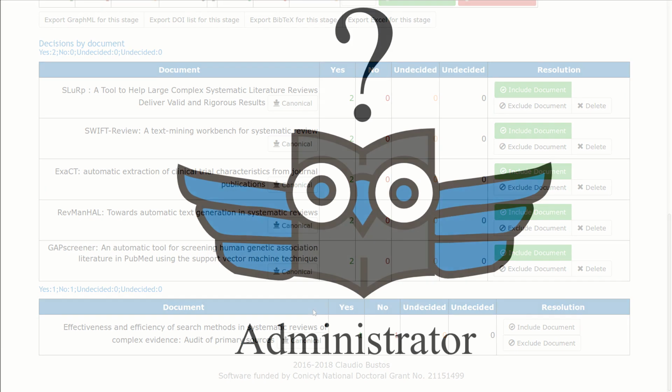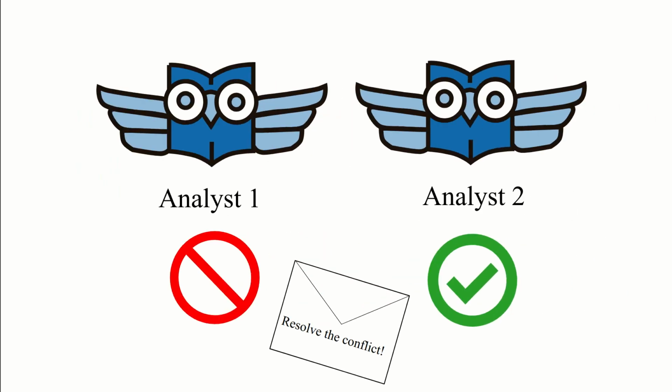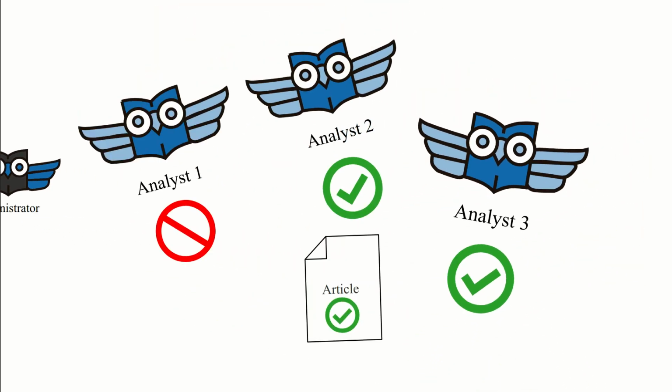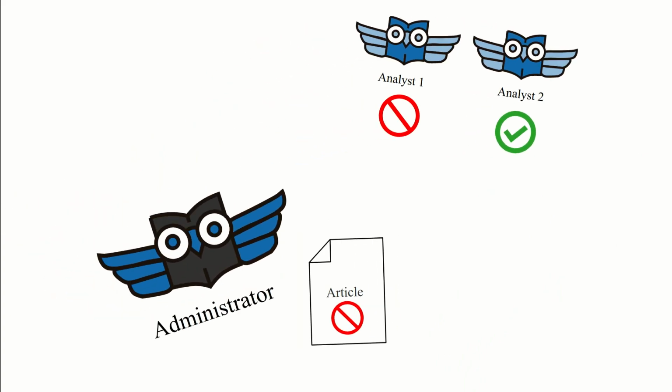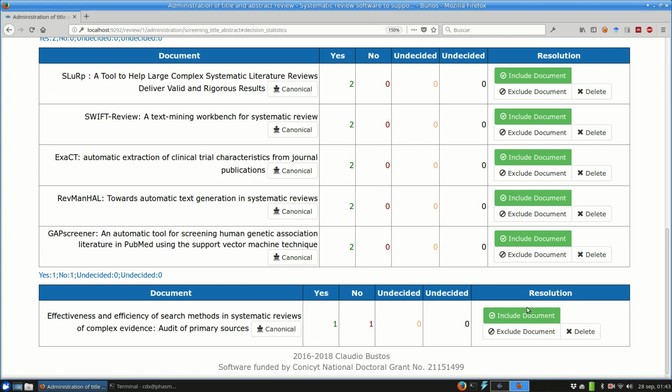In this instance, various alternatives exist depending on the systematic review protocol. A message can be sent to each researcher to report the discrepancy. A third researcher can be incorporated to resolve the issue, or the administrator can issue a resolution. In the example, the last option was taken by clicking on the Include Document button, leaving the decision for the subsequent stage of the full text review.